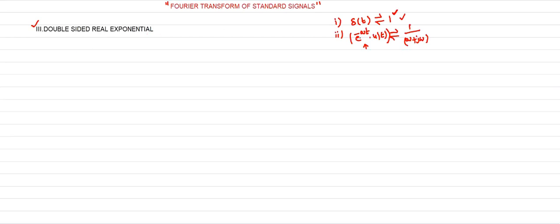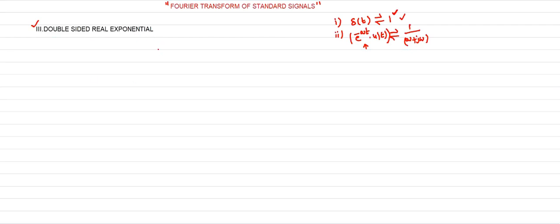Or they ask, find the Fourier transform of the one-sided real exponential signal. They won't mention the signal. The signal is e power minus at into u of t, but they are not mentioning it. They just write the statement like this: find the Fourier transform of the double-sided real exponential signal.